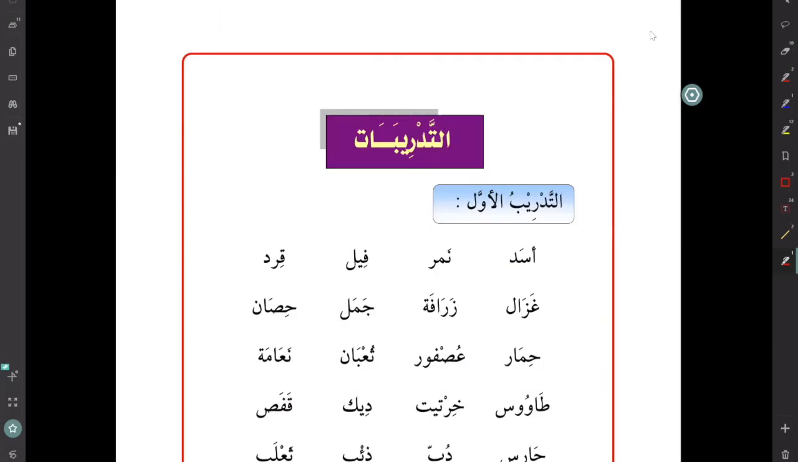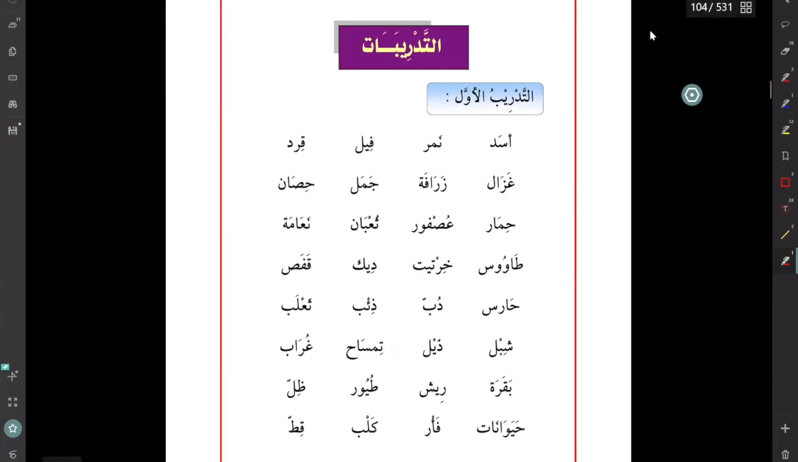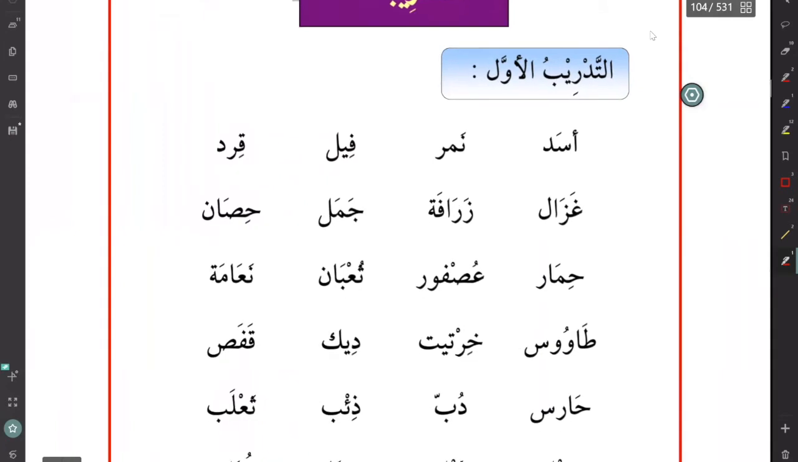Okay, so now we're starting with at-tadribat, which is exercises. So at-tadrib al-awwal, as always, right? This book always gives you the first exercise as your vocabulary, the new words that we learn in this lesson, and then it simply lists them, and inshallah you should know all of these words. We just went through them.